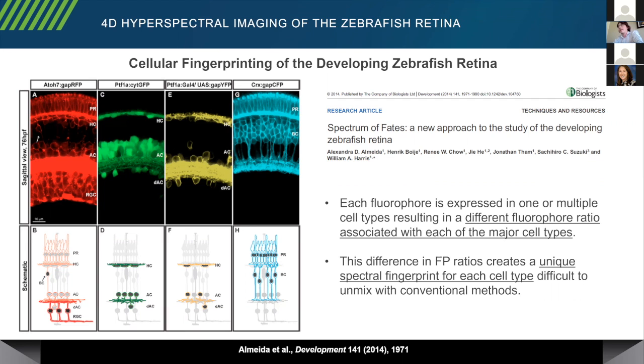during the embryo development. And this difference in the ratios of the fluorophores creates a unique spectral fingerprint for each cell type that is difficult to separate just using the conventional bandpass filter methods, but as you will see, very easy to differentiate using the hyperspectral light sheet phasor imaging.